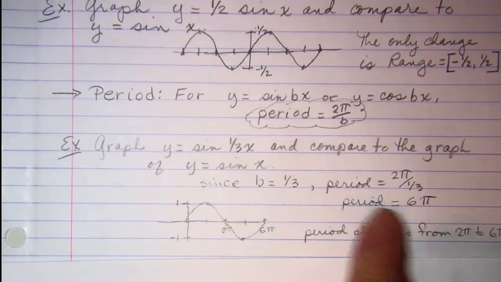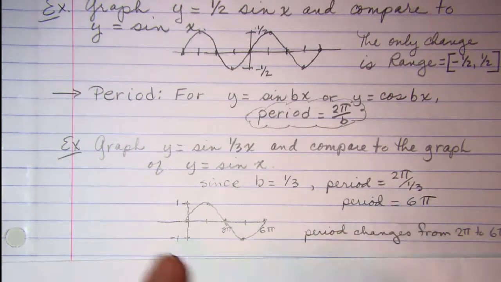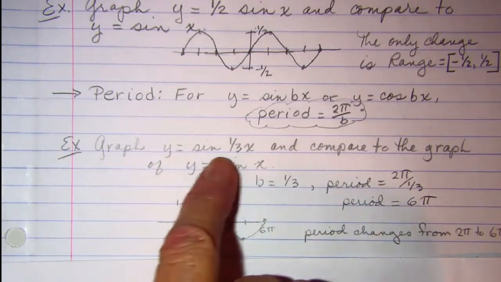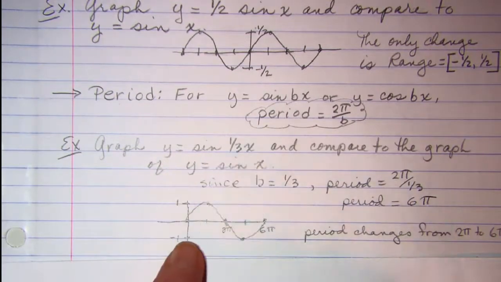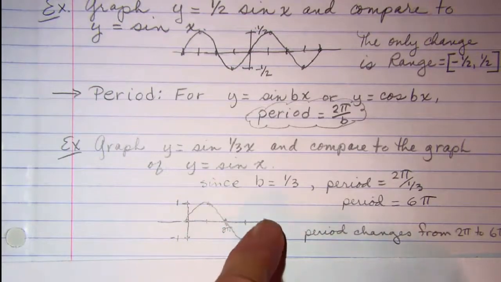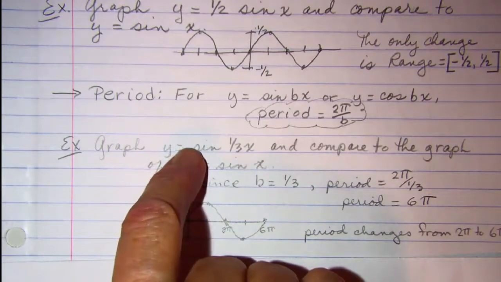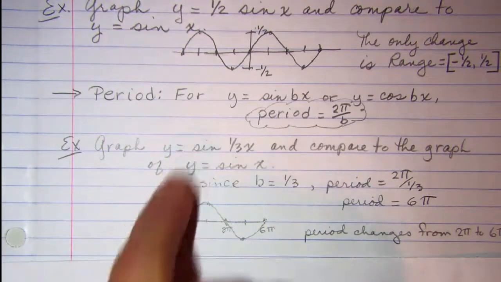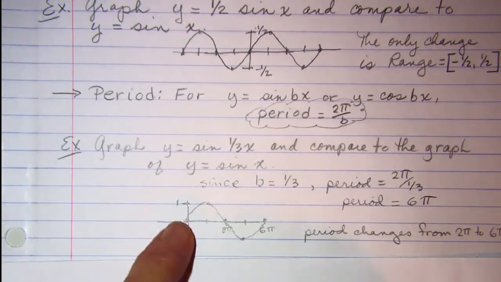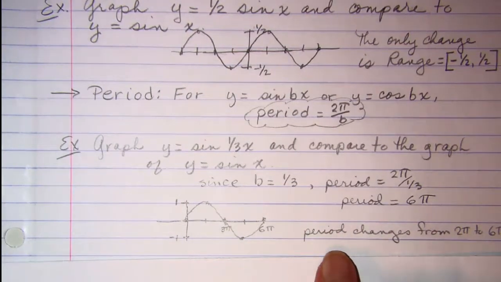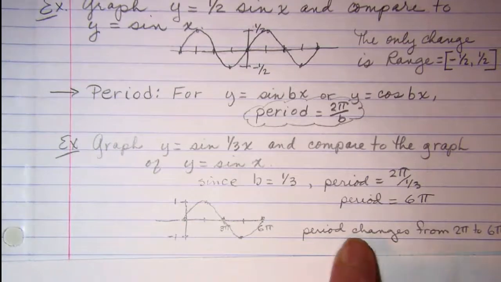So since our period is 6 pi and we've not done any other adjustments to the curve, I'm going to start at the origin and end at 6 pi. We also see that our coefficient out in front here is 1, so my amplitude is 1. So it'll have a max of 1 and a min of -1. So as far as comparing to y equals sine x, my period changes from 2 pi to 6 pi.